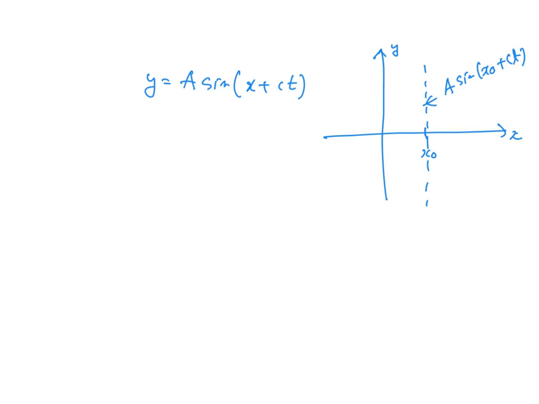On the other hand, if we fix t zero, so this is a fixed x zero, fix t equal t zero, what happens? y is a sine of x plus c t zero.